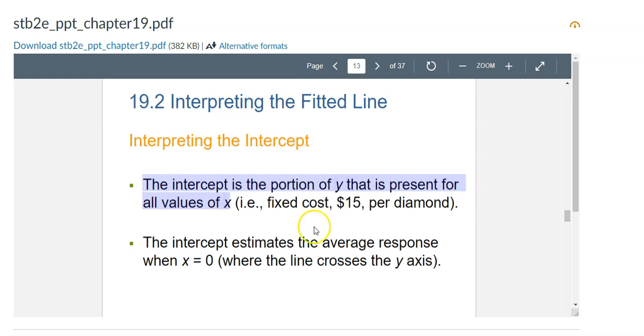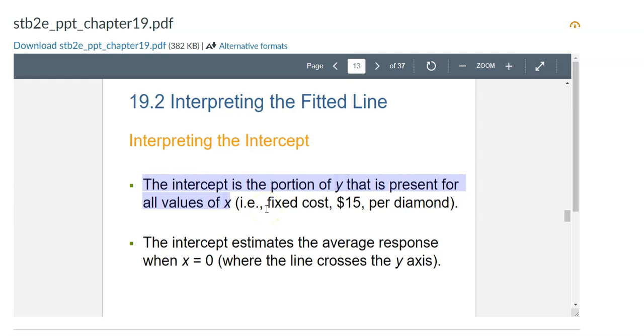In this case, because it's about the price or cost, it can be considered a fixed cost. When you're selling diamonds or any products, there are always fixed costs, right? So normally we can say our intercept is the fixed cost for this type of question.